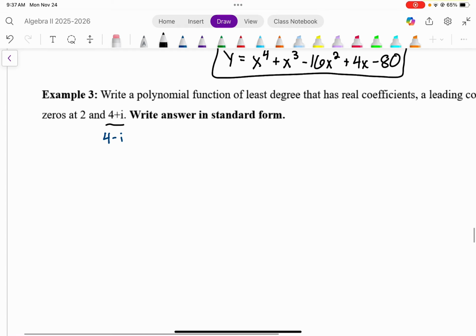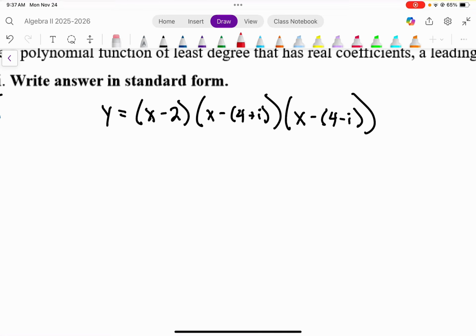Okay, so we're going to write this in standard form. So we have y equals, our a value is 1, so I don't need to put that there. And then we'll have x minus 2, and then we have x minus 4 plus i, and then an x minus 4 minus i.